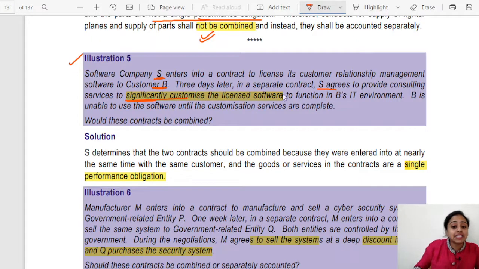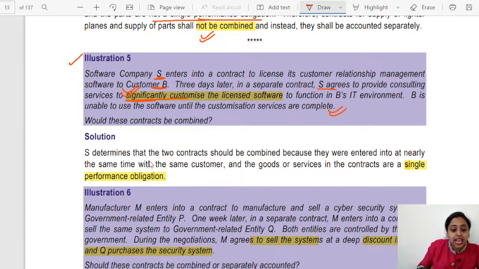That S company that is providing the consultancy is very much significant. Okay, it significantly customizes the licensed software to function in B's IT environment. B is unable to use the software until the customization services are complete. It is creating such a vast impact that the user is unable to use that software without such consulting customization. Okay, so it is creating a very significant impact, therefore it will be considered as one particular contract. Okay, one particular performance obligation.